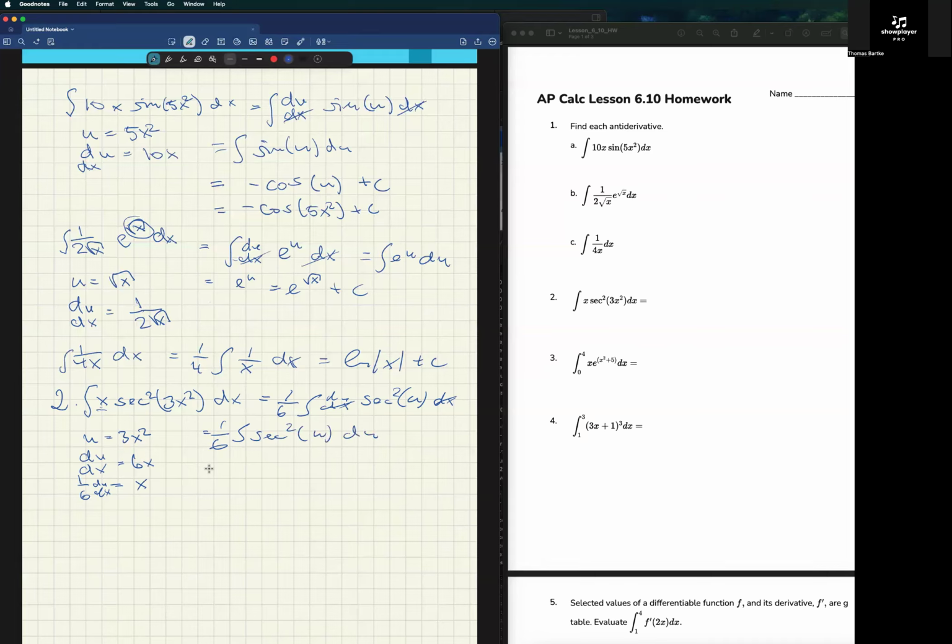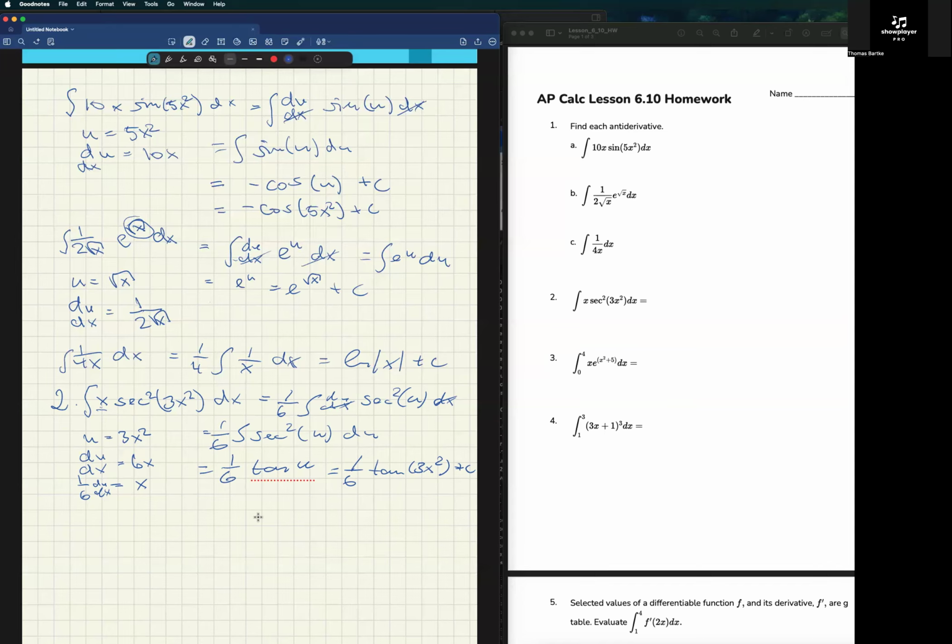And then here's dx. The dx cancels out. I'm left with 1/6 of secant squared of u du. And I can find the antiderivative of that. The derivative of tan is secant squared. So this is just going to be 1/6 tan u. And then I reinsert the u. So we have 1/6 of tan 3x squared. And then here I'm going to put the c. Okay, 1/6 tan 3x squared plus c.